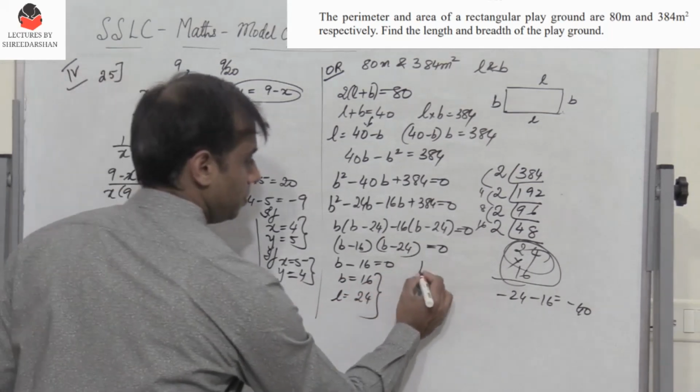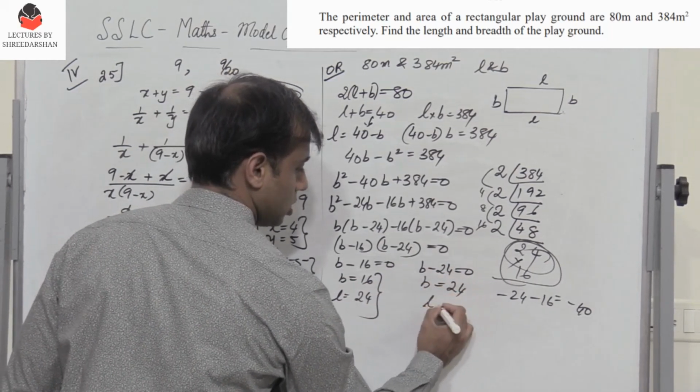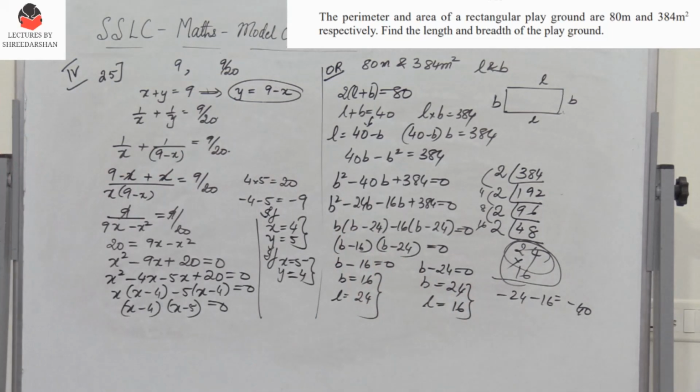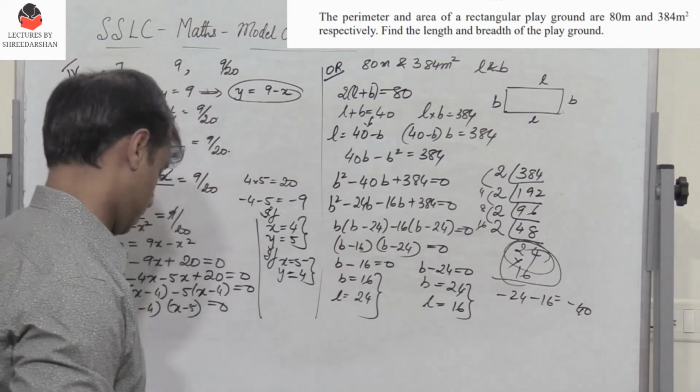Or if b minus 24 equals 0, that means b equals 24, then what is L? L is 16. So these are the two values that we get. Both the values are right. So one of them is 16, the other one is 24.